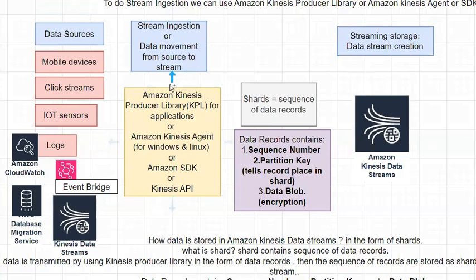For this data movement, the Kinesis agent will collect the data in the form of records, and those records will be stored in Kinesis data streams in the form of shards. You already know what a data record contains, what the limit of a shard is, how many data records it can hold, how many requests it can process, and how many shards a Kinesis data stream can have.